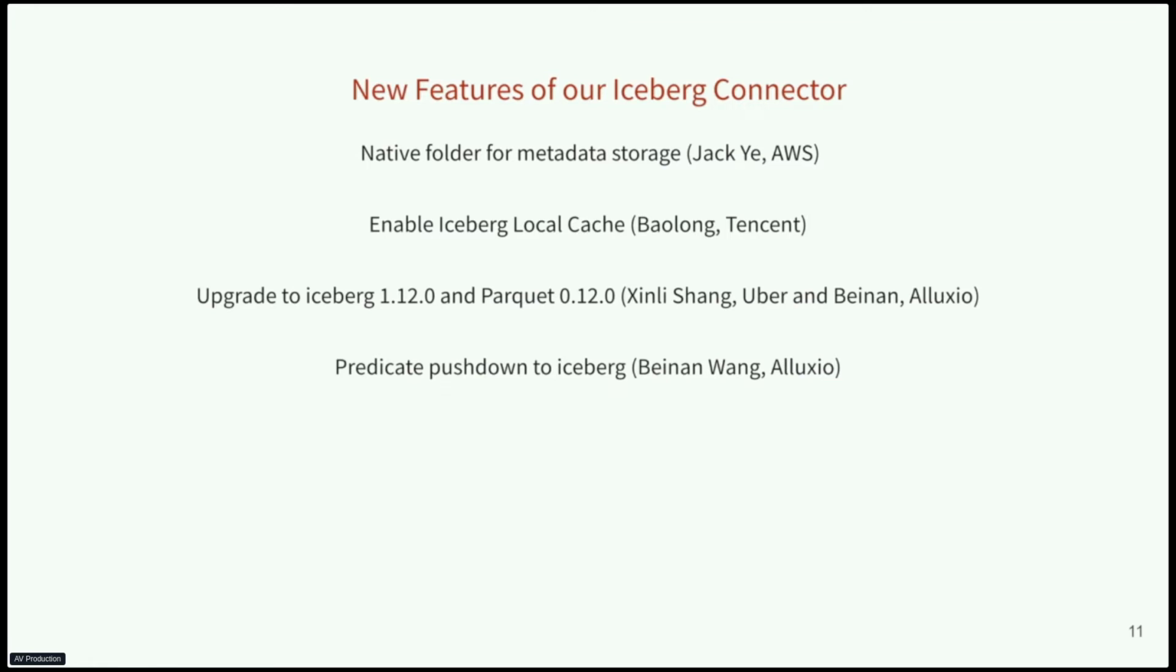For the next one, Xinli's team from Uber, together with me, upgraded the version of Parquet from 0.10 to 0.11 and then 0.12. This upgrade enabled us to upgrade the Iceberg version from 0.11 to 0.12. In the Iceberg community, they officially published the Iceberg v2 table in this version. So that means after this upgrade, we can have row level insert and deletion in our Iceberg connector. But this feature is still under development.